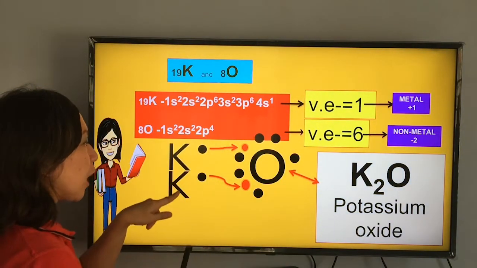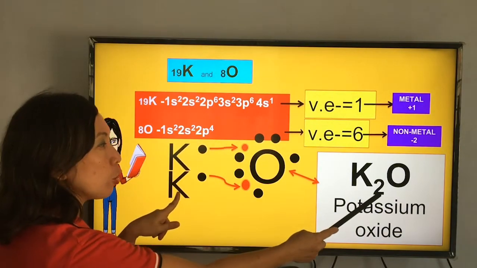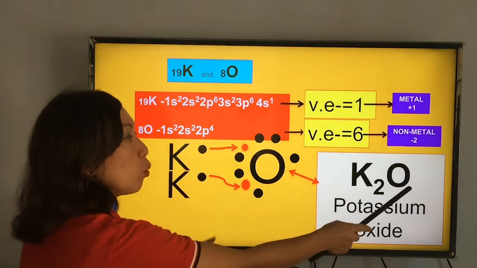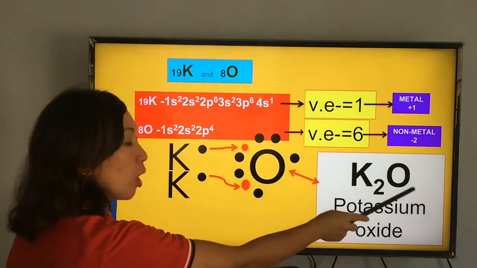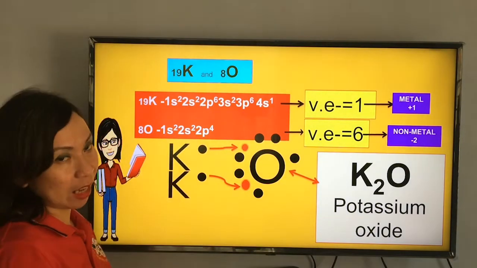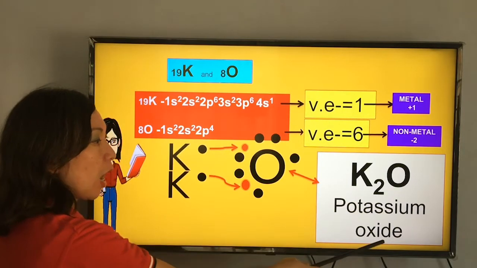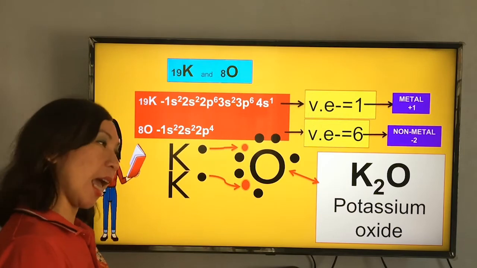So, how many potassium do you see? 2. That's why it's K2. How many oxygen do you see? 1. We don't put 1 here because automatic, when there is no subscript, it means it has 1 oxygen atom. So the name is potassium and oxygen will become oxide. So it will become potassium oxide.